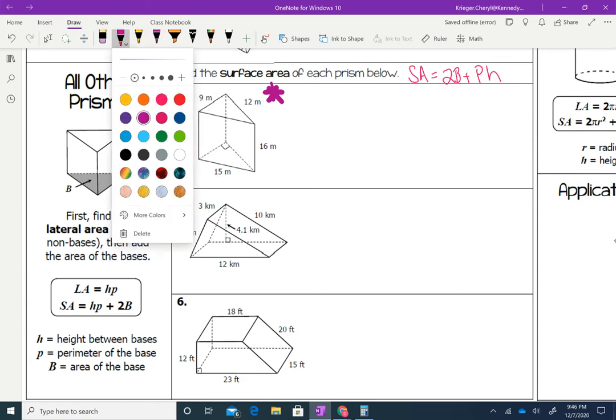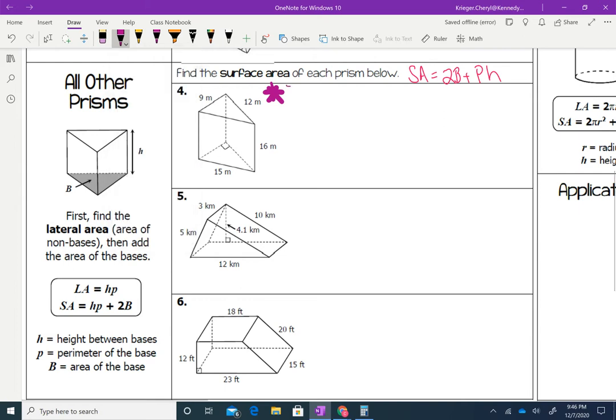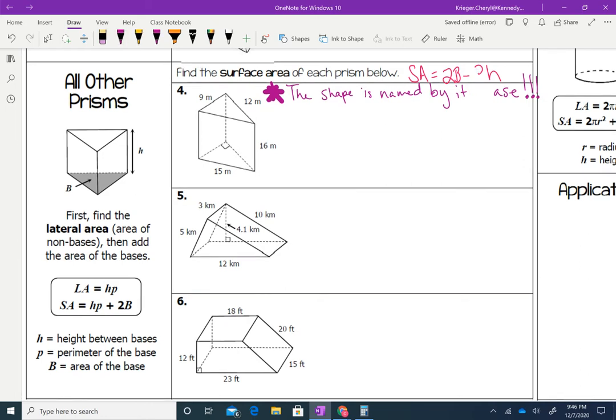The shape is named by its base. Actually, you know what? I'm not an English teacher, but I'm pretty sure that colon is not necessary there. Try it again. It's base, not it is base. Okay. So the shape is named by its base.